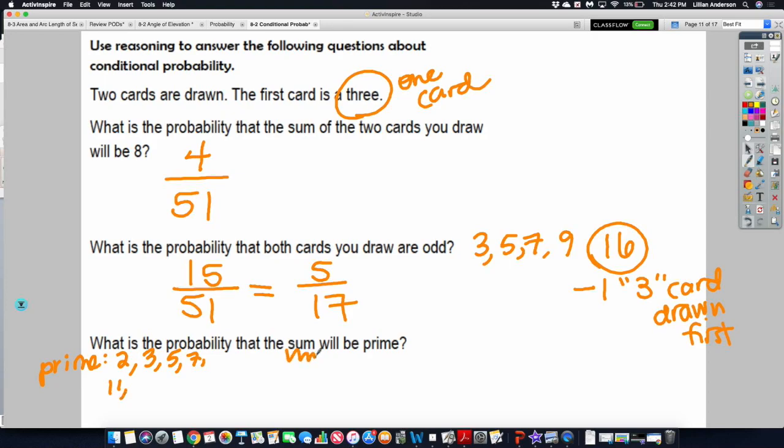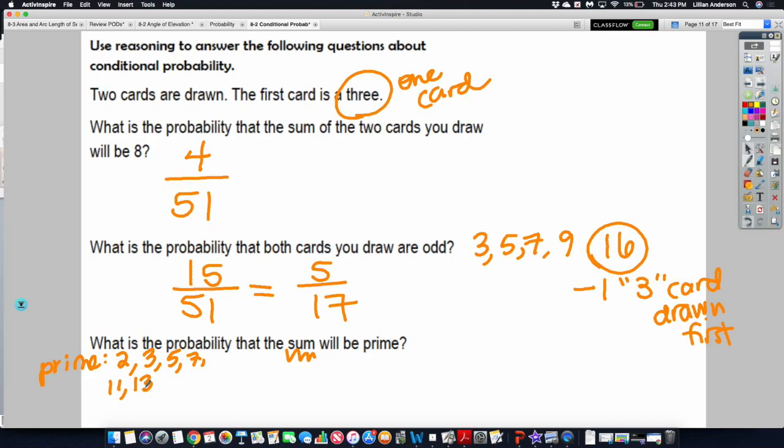It's the sum. Can I add 2 card numbers to get 11? A 3, 13 will work too. What's the next prime number? 17. But considering that my first card is a 3, I need the sum to be prime. Is there a number that I can add to 3 to get 17? No. So these are my only prime numbers that I can work with.